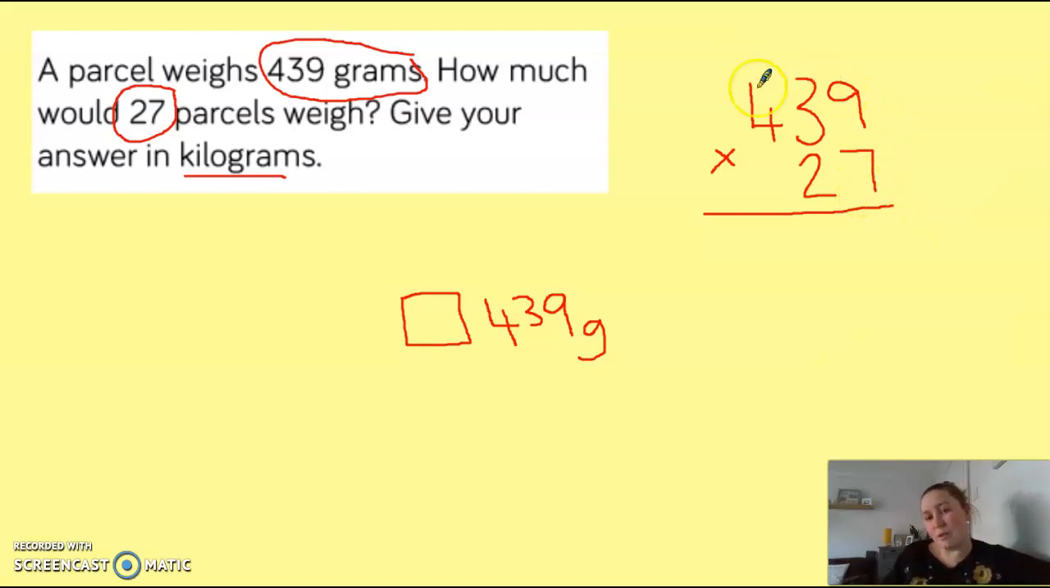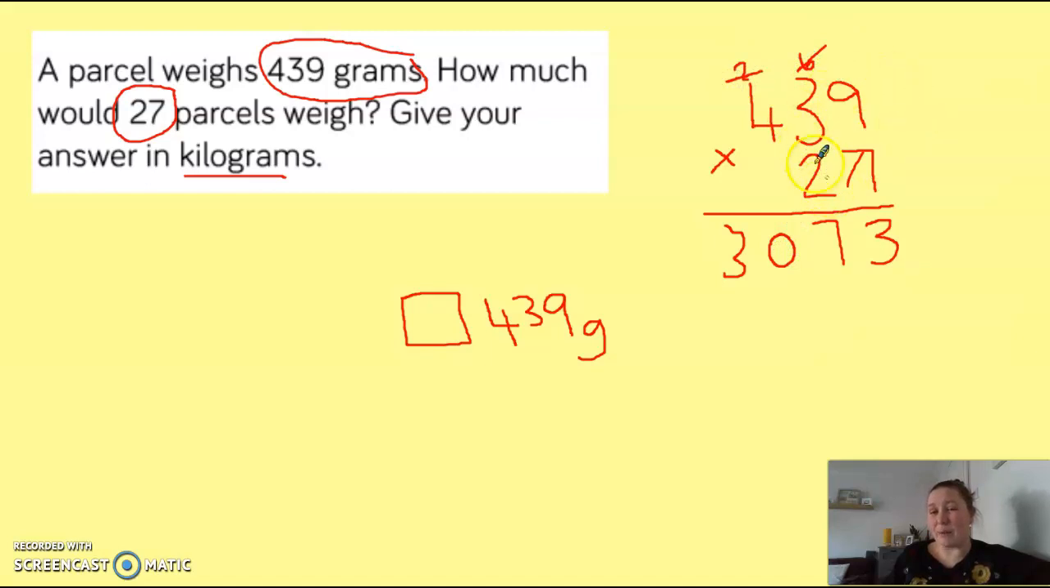So, first of all, I'm going to multiply all my digits by 7. 9 times 7 is 63. Carry it. 3 times 7 is 21. Add that, 27. 4 times 7 is 28. Add that is 30. Oh, dodgy 3 there, Miss Caraway. Now I've done my 7. I've used that and I've used that.